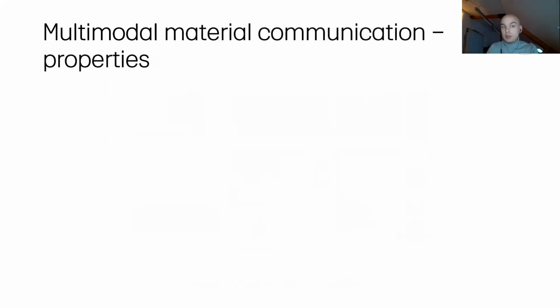And if we move on to materials, we can see how this might work in practice for communicating information about materials. And I've divided this into 4 subtopics that might be useful to think about when trying to communicate some material information in a multimodal way to your audiences.